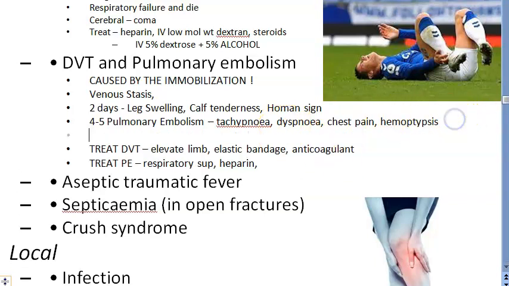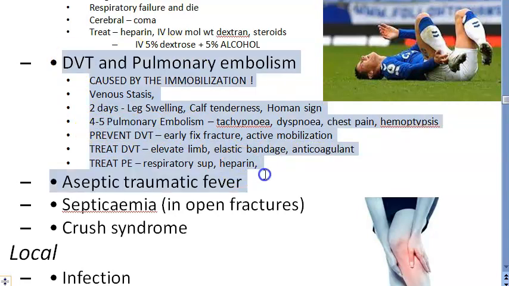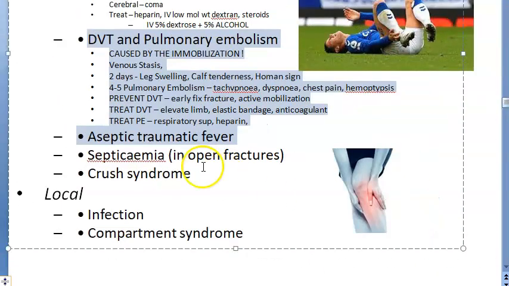That is the prevention. How will you prevent DVT? You can early fix the fracture, internal fixation we are talking, early internal fixation of the fracture. Okay, so you will have active mobilization of the patient, right? So you can prevent DVT and prevent the pulmonary embolism. Okay, so we are done with the next systemic complication.